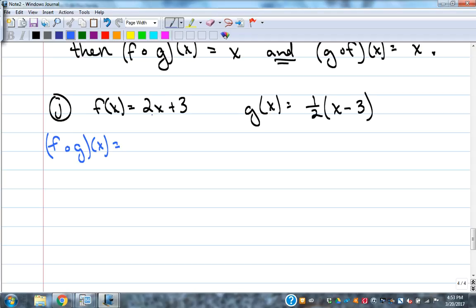So F composed with G. We're not worried about domain on this. We're just working it out. Just getting the composite function. So don't worry about the domain at all on the verifying inverses. So we're taking G of X and putting it into F.